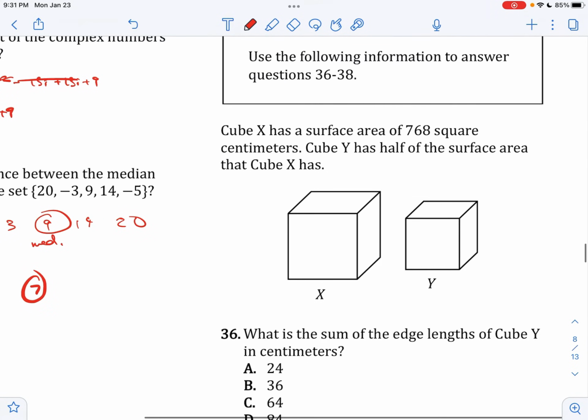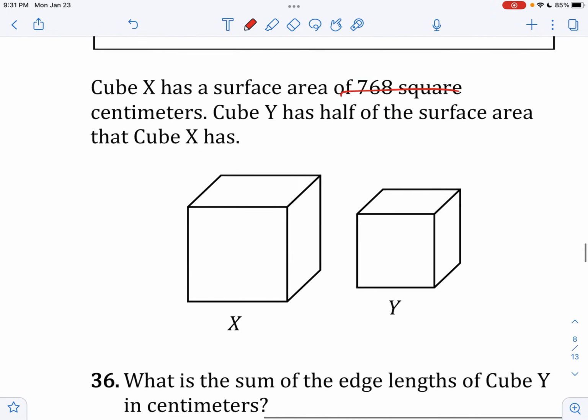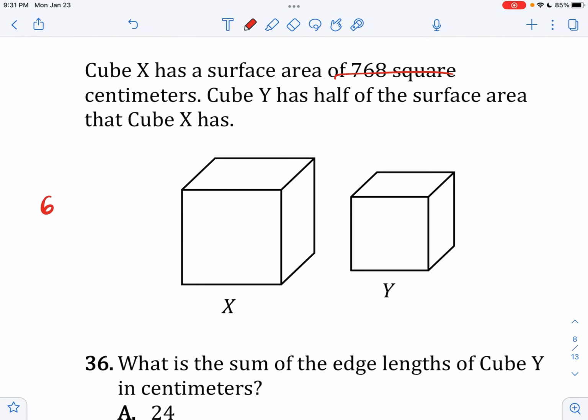Cube x has a surface area of this, and cube y has half the surface area. What is the sum of the edge lengths? So surface area of a cube is just going to be 6 times the area of each square. So cube x has a surface area of 768. Hold on, that's the total. So 768 is this right here. So I can find the area of each square by just doing the simple math, dividing. So divide 768 by 6. So the area of each large square is equal to 128.